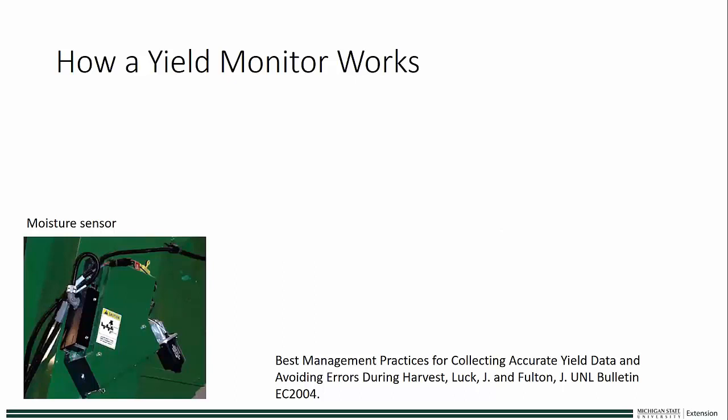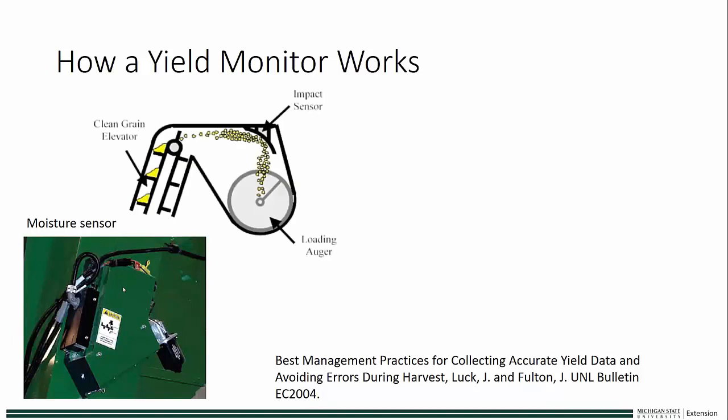First, let's start out with the basics of how a yield monitor works. There's a moisture sensor, and this is in the clean grain auger, usually on the right side of the combine, mounted toward the bottom. It's got a subsampler in here that, as the grain flows up on each paddle, grabs a subsample and runs it across a blade that sends a voltage measurement back to the cab, and that voltage measurement is converted to a moisture reading. So that's the first component of the yield monitor.